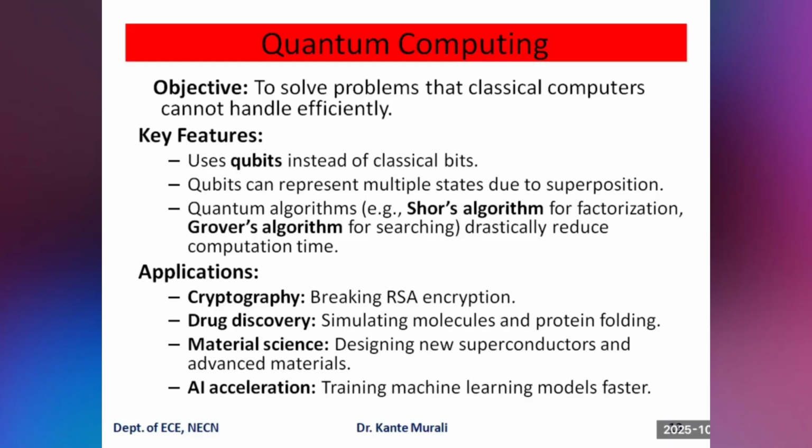Ultimately, it leads to the saving of time. As you came across with Google's 53-qubit processor, it was able to solve a problem in 200 seconds where a classical computer took 10,000 seconds. Just imagine how fast it is. Coming to the applications, you can use it in cryptography, drug discovery, material science, and AI acceleration.